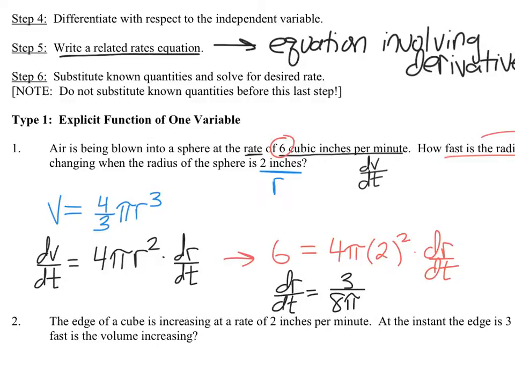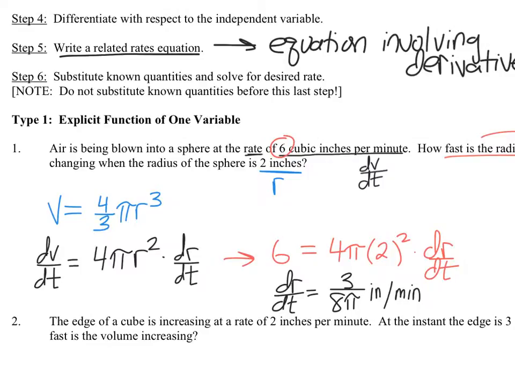Units are important here. So the recipe to the units are given here. dr/dt, well, r is radius. Radius is measured in inches. t is time, t is measured in minutes. So inches per minute. All right. So inches per minute.